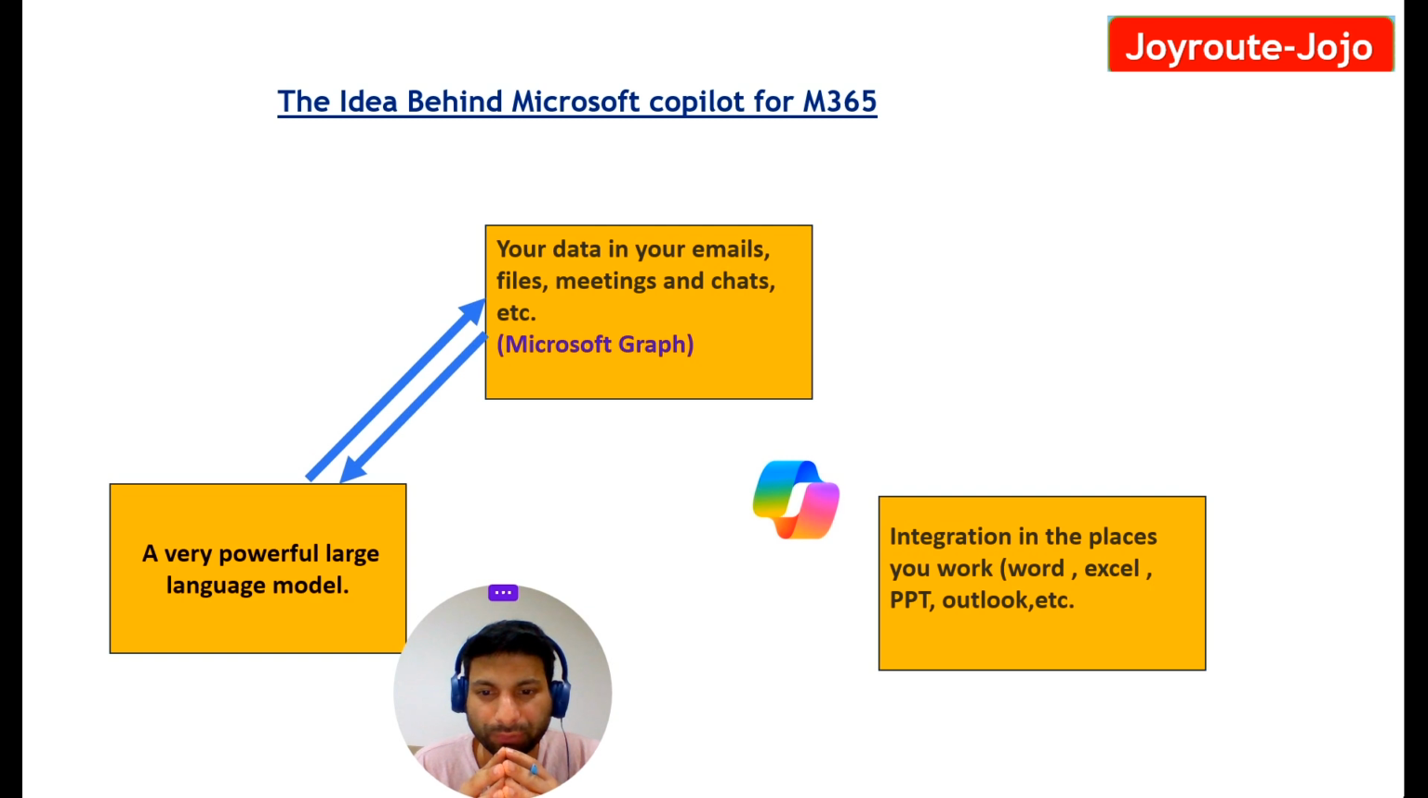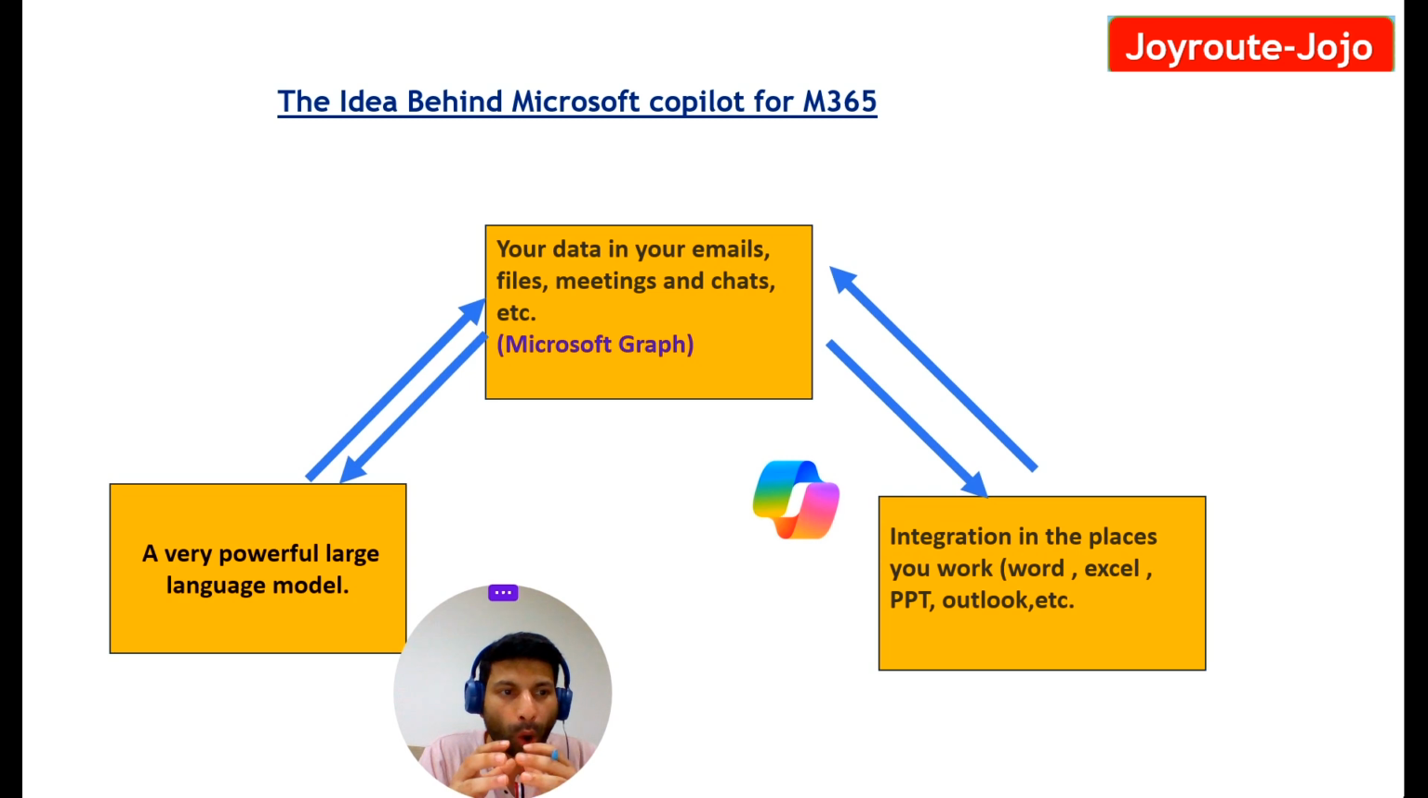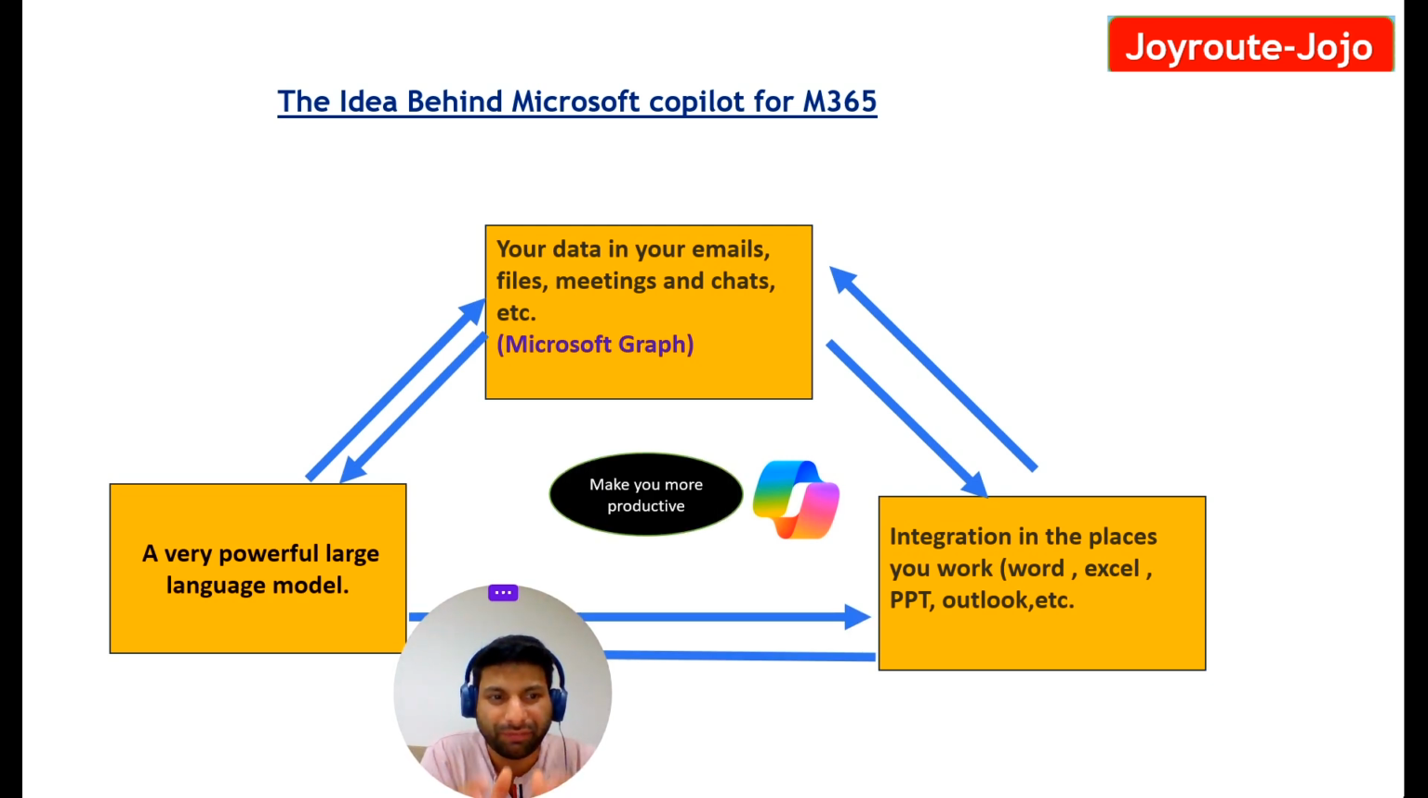So the idea behind Microsoft Copilot for Microsoft 365 is to combine all these three things together into a very, very powerful productivity machine. The idea here is to integrate a very large language model on top of your emails, files, meetings, chats. That is Microsoft Copilot for Microsoft 365. It sits on top of your data and is aware of your data within your emails, files, meetings, chats and so on.